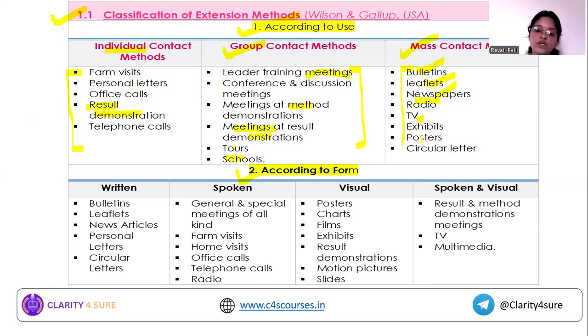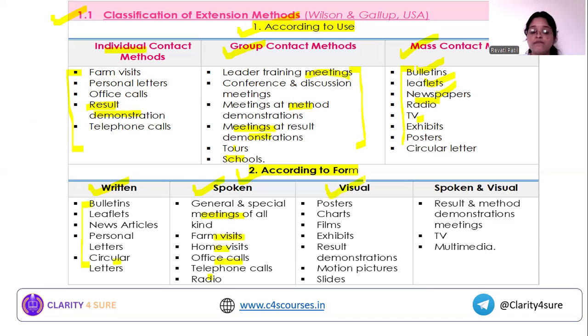So yes, after according to use, the next classification is according to form. First is written form. When we are conveying our message in written form, then these methods will be useful, like bulletins, leaflet, news articles, personal letters, and circular letters. The next is spoken. When our message is in the form of words, in spoken form, in voice, then that method is going to be classified under spoken: all kinds of meetings, farm visit, home visits, office call, telephone calls, and radio will be categorized under spoken form.